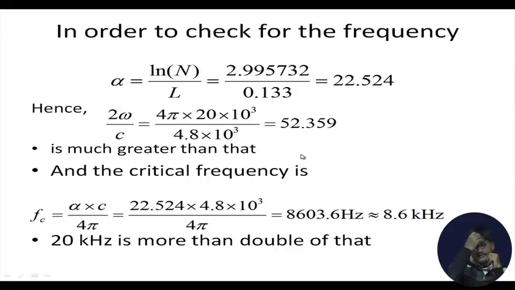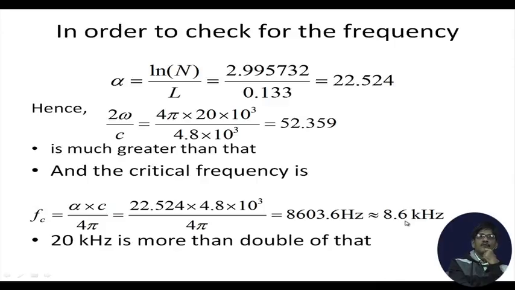We can look at it in another way. Let us find out the critical frequency. It is much easier to understand it in terms of critical frequency, that means a threshold frequency below which there will be no periodic motion. For that we use the next expression. If you remember, f c was equal to alpha c by 4 pi. So we put the values of alpha, c and 4 pi here, and it comes out to be 8.6 kilohertz.